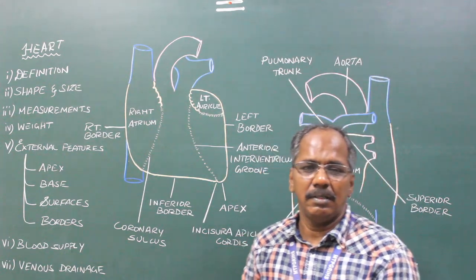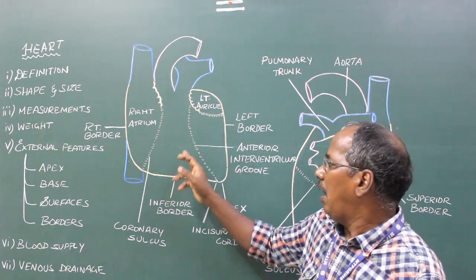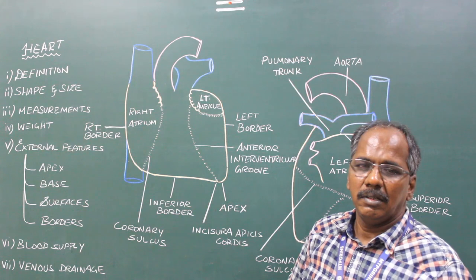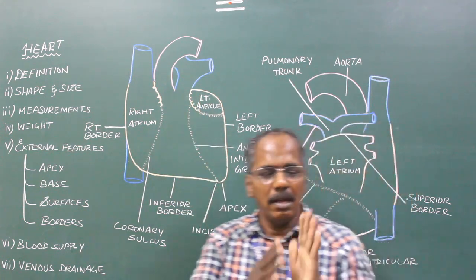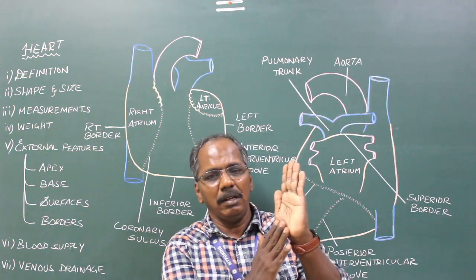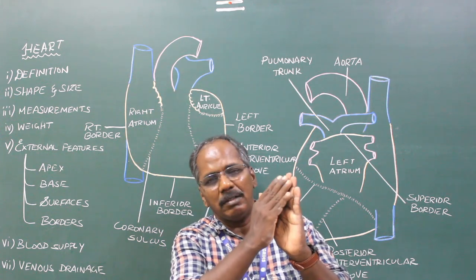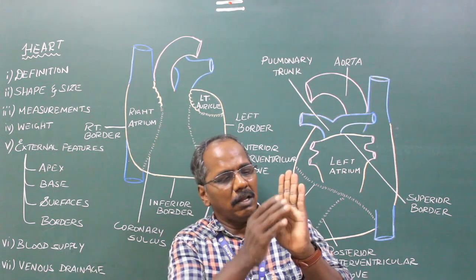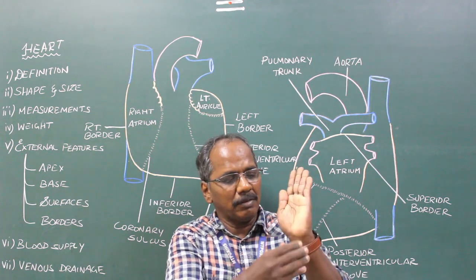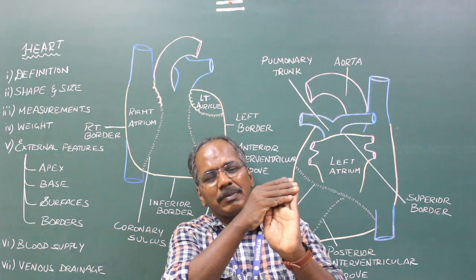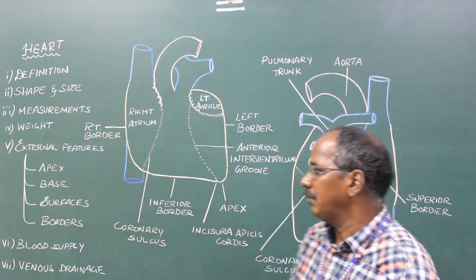External features. It consists of 2 atria and 2 ventricles. The atria are situated above and behind the ventricles. That is, imagine this is the atria and this is the ventricle. The atria are not vertically present above the ventricles. They are present above and slightly tilted backwards so that the ventricle is projected forward and the atria are lying just behind it. So the atria are situated above and behind the ventricles.